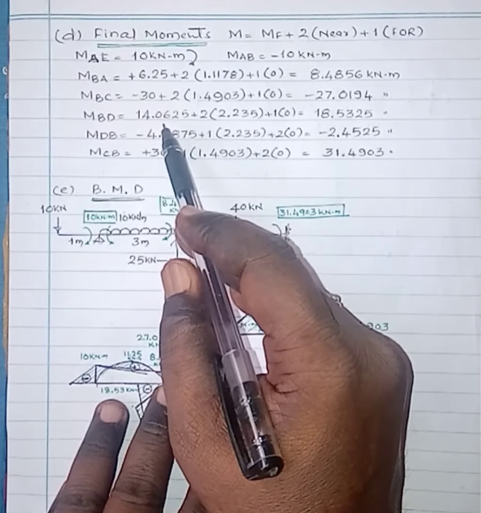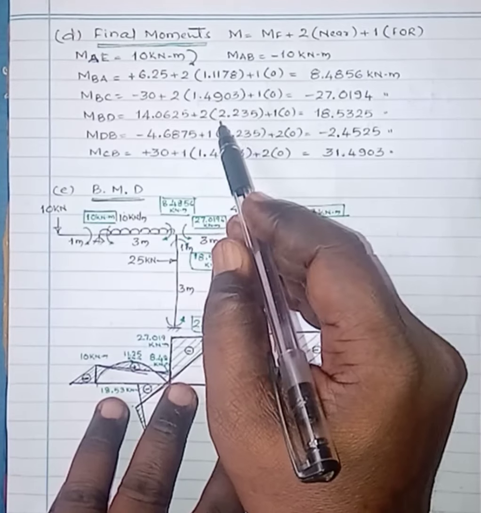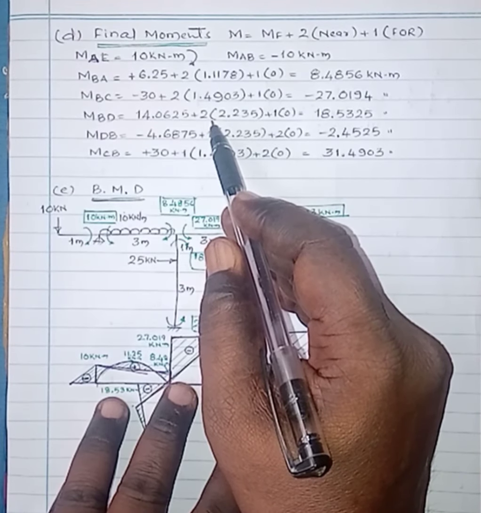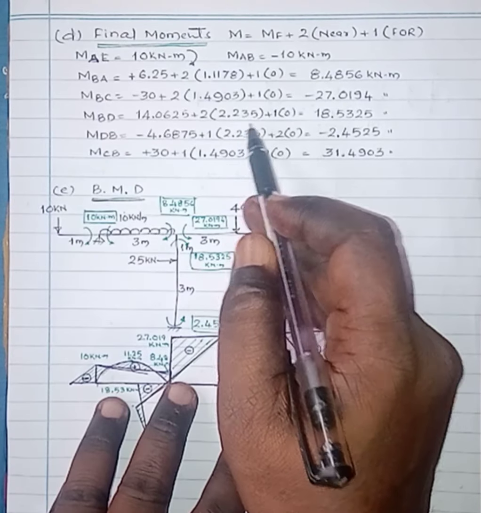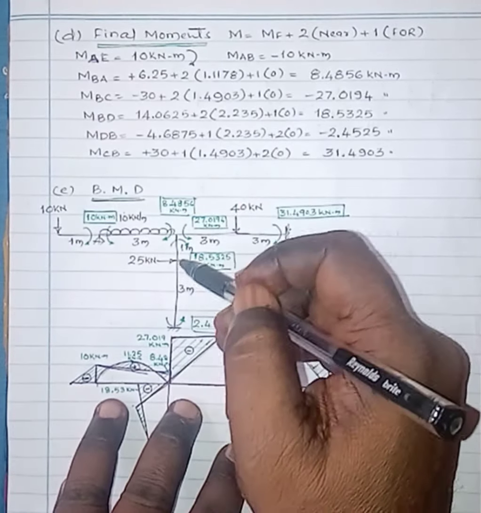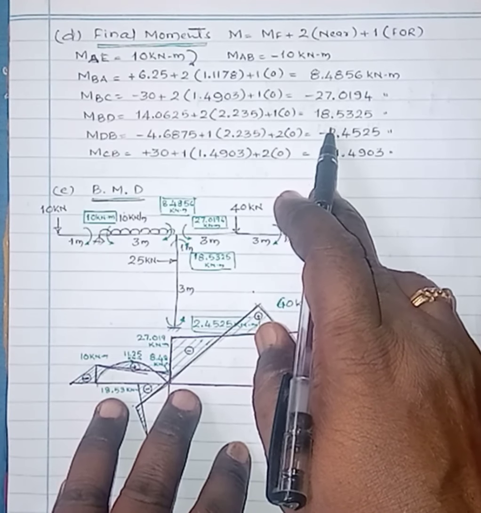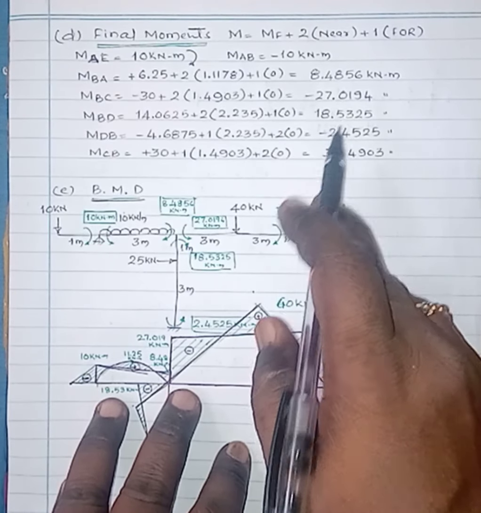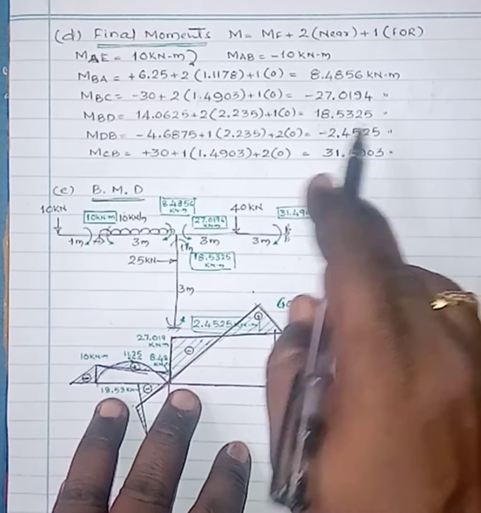that is plus 14.0625 plus 2 times the near end contribution, that is 2.235, just now we have calculated, plus 1 times the far end contribution, that is 0. Hence, that is 18.5325. 18.5325 is the moment at BD.